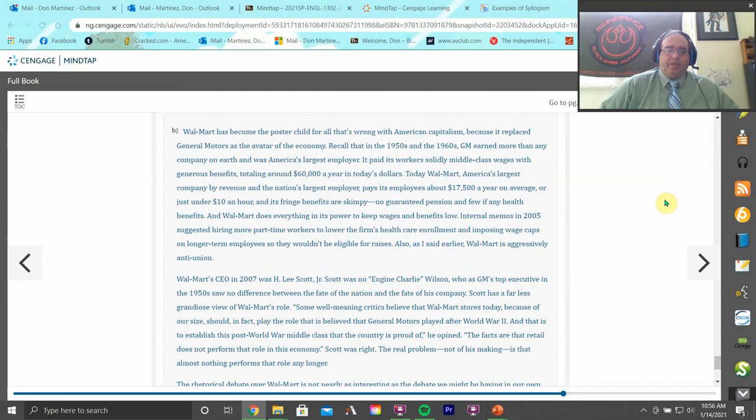Walmart has become the poster child for all that's wrong with American capitalism because it replaced General Motors as the avatar of the economy. Recall that in the 1950s and the 1960s, GM earned more than any company on earth and was America's largest employer. It paid its workers solidly middle-class wages with generous benefits, totaling around $60,000 a year in today's dollars. Today, Walmart, America's largest company by revenue and the nation's largest employer, pays its employees about $17,500 a year on average, or just under $10 an hour, and its fringe benefits are skimpy. No guaranteed pension and few, if any, health benefits.